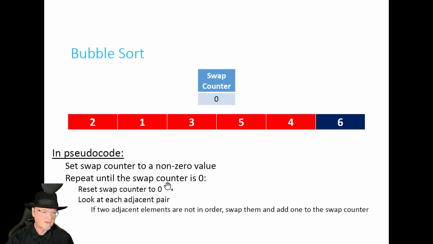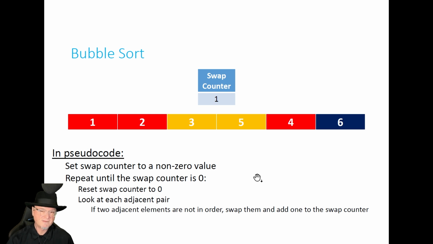And what's the first thing we do? We set the swap counter to 0 and select our first frame. 2 and 1, they're not in order. We're going to swap them and increment the swap counter. Boom. Slide our frame. 2 and 3, they're in order.